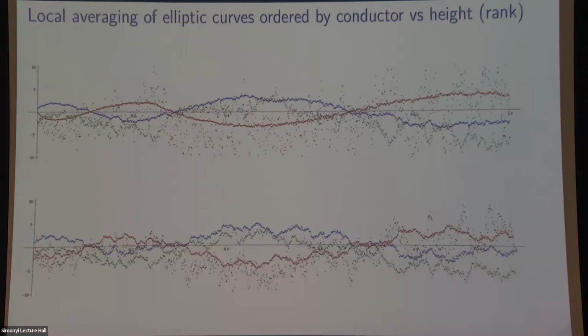I think that outlier you had before was actually a speck of dirt on the projector.